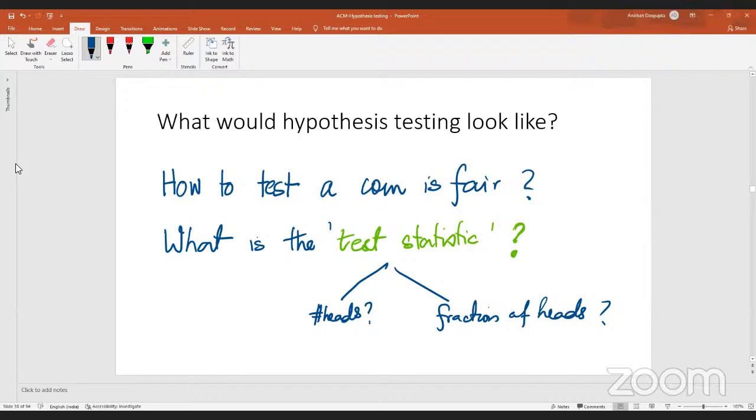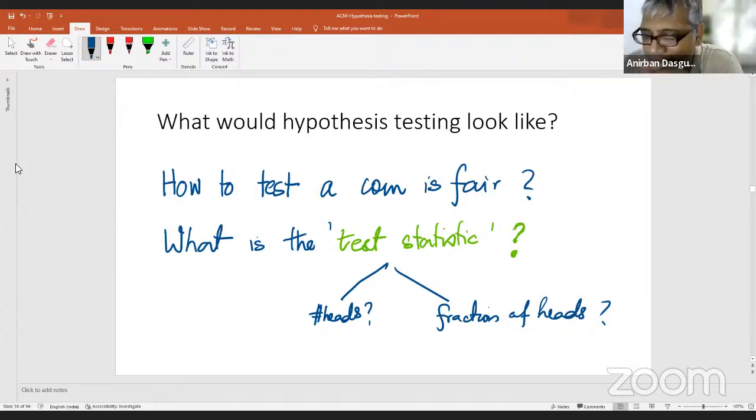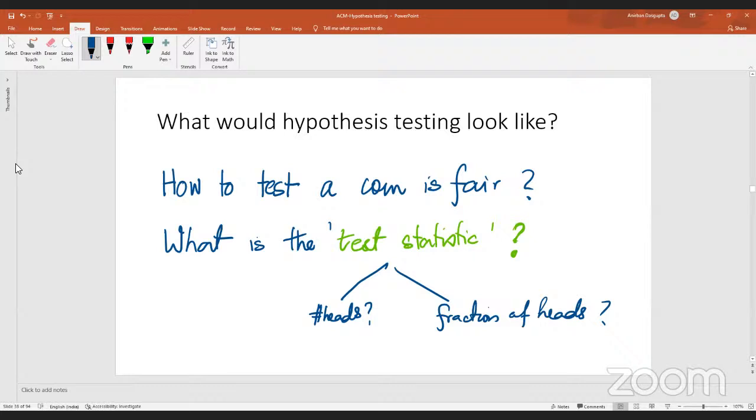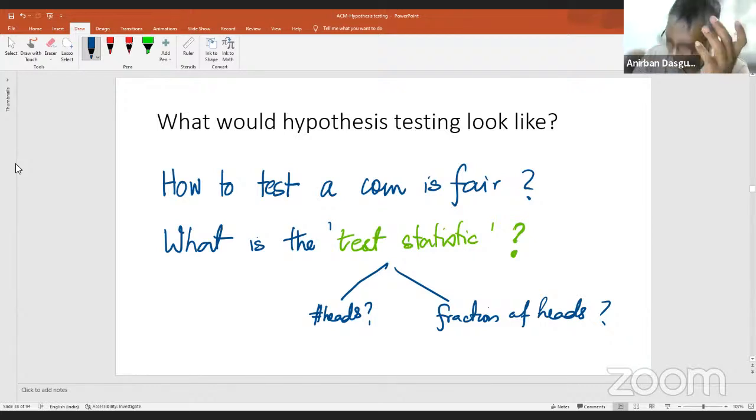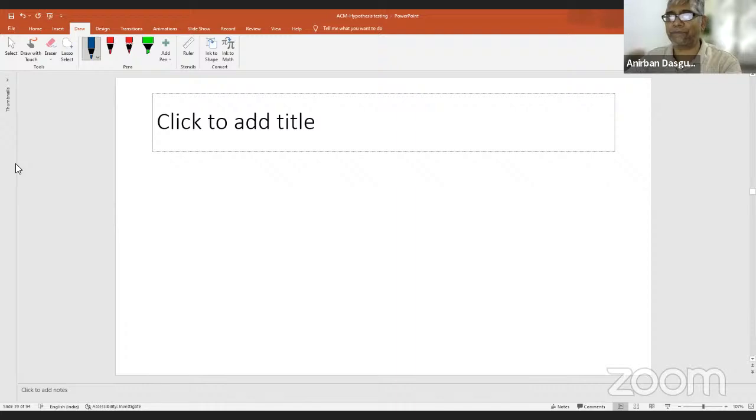Which one do you prefer? Anybody? Fraction of heads. Why is that? The number of heads will depend upon the total sample size, whereas fraction of heads does not. Very nice. Because the number of heads depends on the sample size, I cannot really form a nice null hypothesis without specifying the sample size. If I specify the sample size, then yes, I could do it. Then the two are equivalent. But let's just frame it in terms of the fraction of heads.